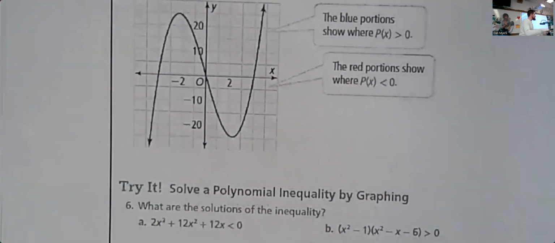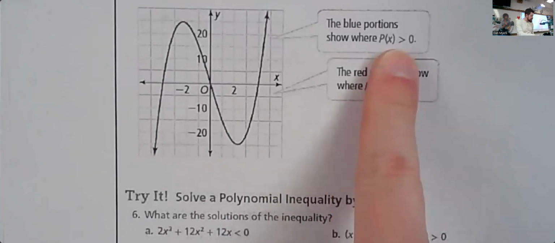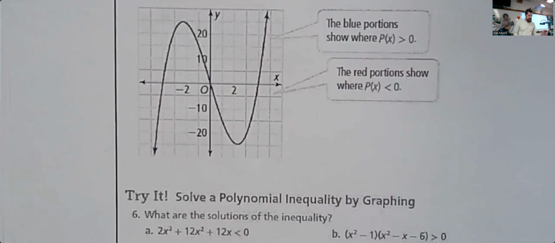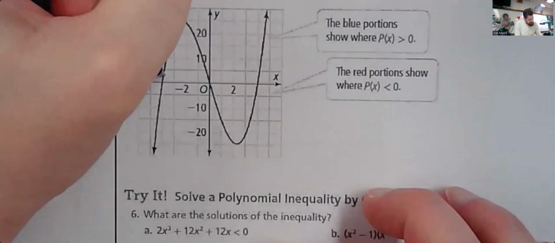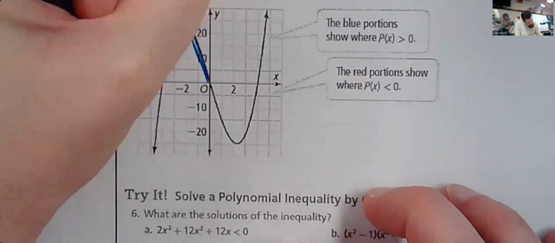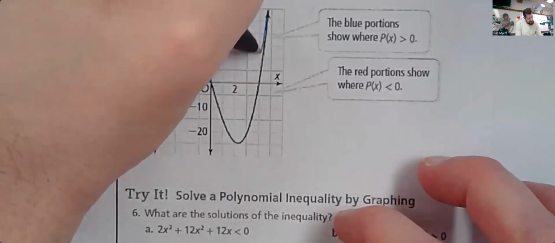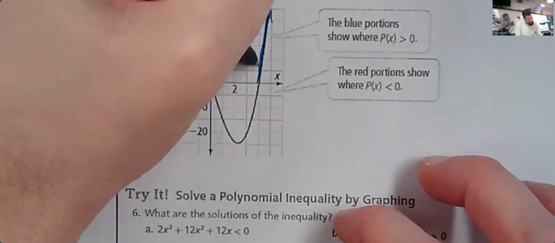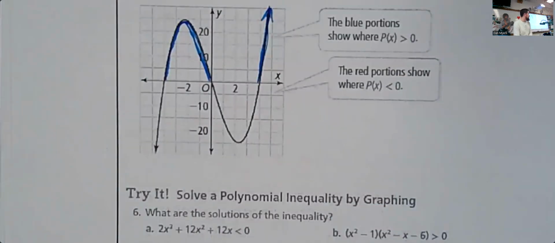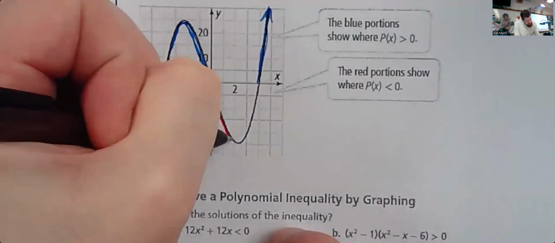So let's figure out our answers first, and then we'll do the algebra after that. It says the blue portions show where p of x is greater than 0. So I'm going to use blue here. So here's blue. That's where p of x is greater than 0. All the y values are above 0 on the y-axis. It says the red portions are where it's less than 0. So that would be down here and down here.